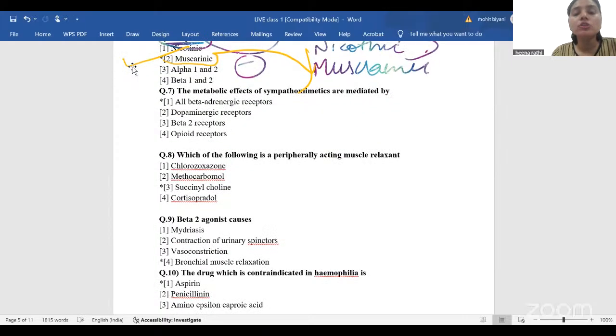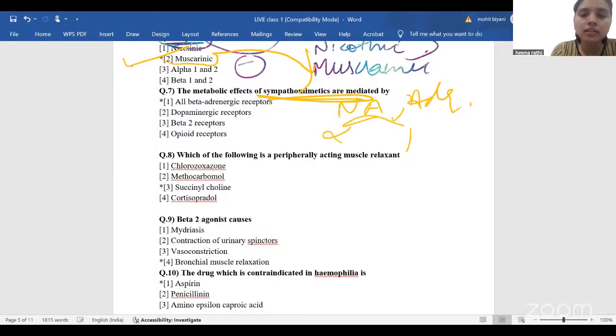The metabolic effects of sympathomimetics are mediated by the... As the name is saying, sympathomimetic means which are going to mimic the action of the sympathetic nervous system. The main neurotransmitters for the sympathetic nervous system are adrenaline and noradrenaline. Adrenaline and noradrenaline activate the adrenoreceptors. Adrenoreceptors are alpha and beta. So all the beta receptors are going to have the metabolic effects.